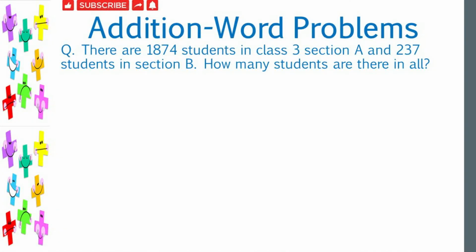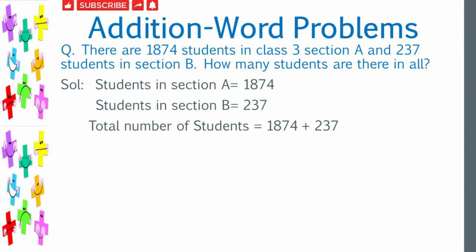Now children, let's start how to solve word problem related to addition. The question is, there are 1874 students in class 3 section A and 237 students in section B. How many students are there in all? Now let's first understand the problem. There are 1874 students in section A and 237 students in section B, and we have to find out total number of students in school.